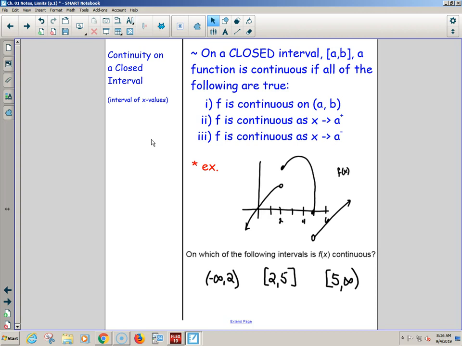So if a problem is asking about whether a function is continuous and it includes closed intervals, we just have to rework our understanding a little bit.